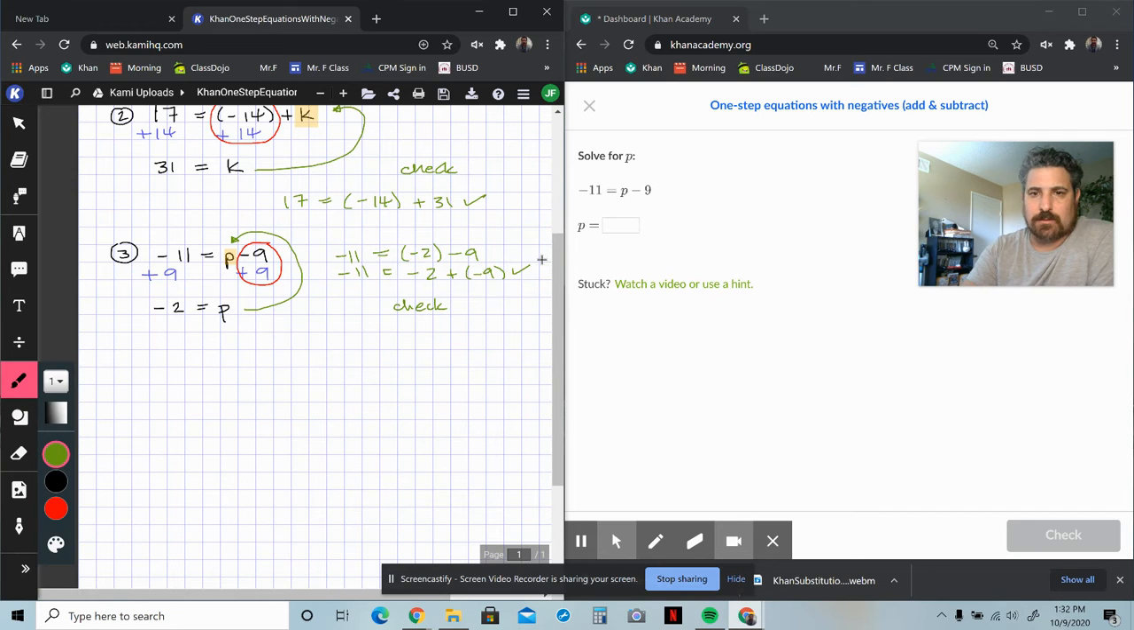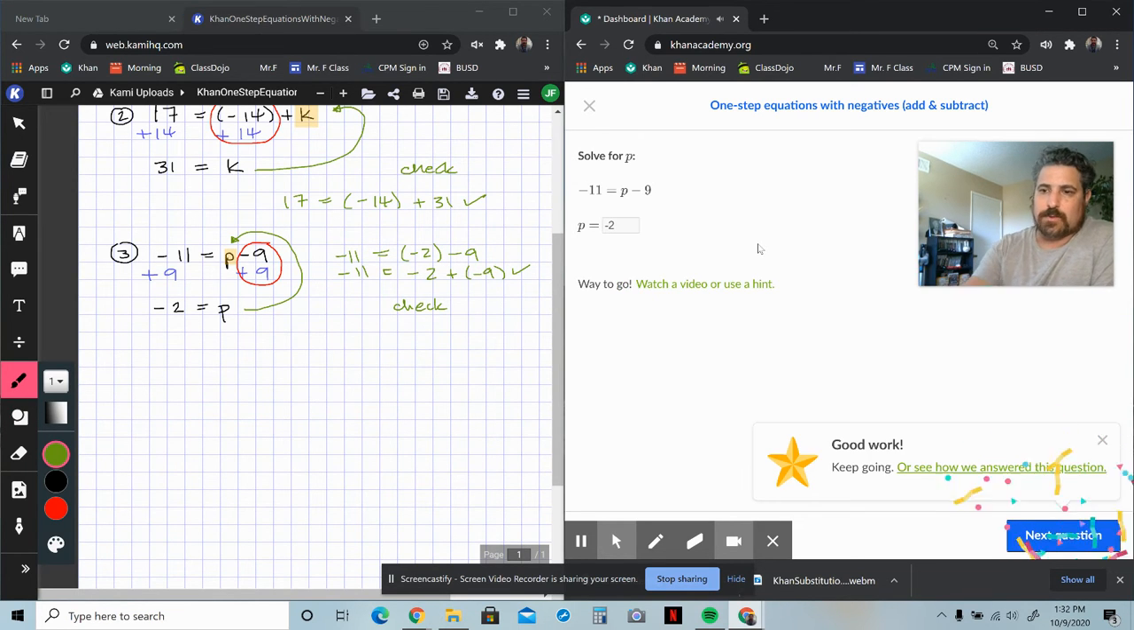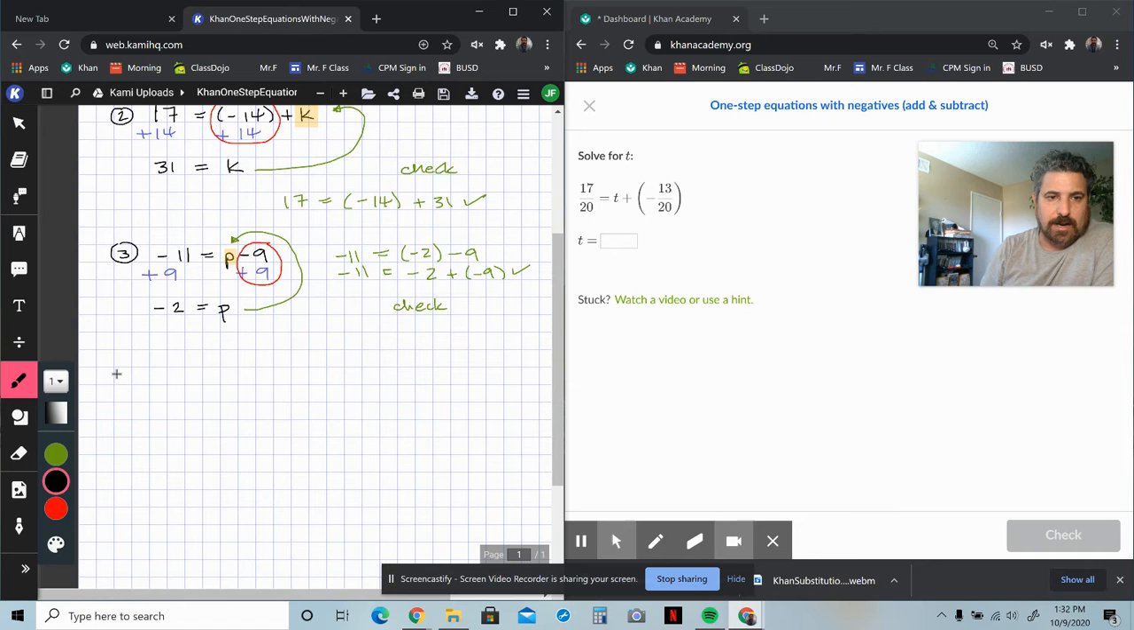Let's do the next problem. So this one's going to be negative 2. Negative 2. Boom. Done. Next one. Okay. Oh, we got some fractions here. They're making it fun for us. Some variety. So we're going to do number 4 here. This is 17/20ths. And you are setting that equal to the value of t plus the value of negative 13/20ths.